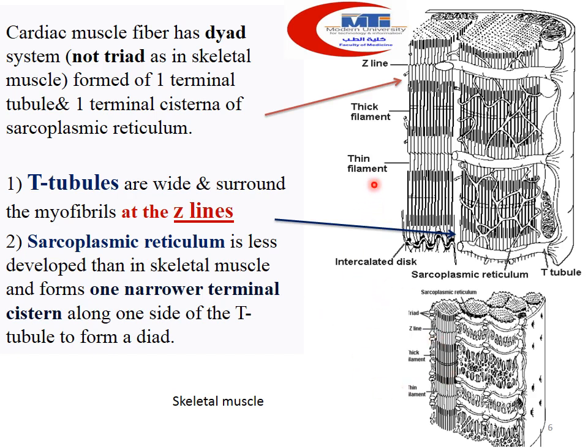Again, T-tubules are wider and surround myofibrils at the Z-lines. Sarcoplasmic reticulum is less developed than in skeletal muscle and forms one narrow terminal cisterna along the side of the T-tubules to form the diad.